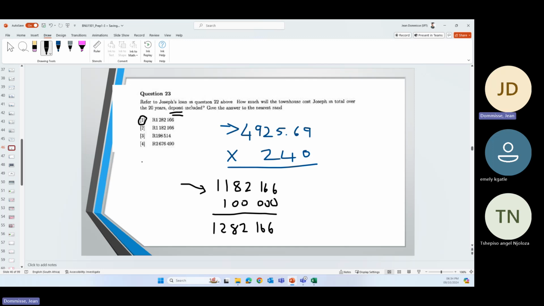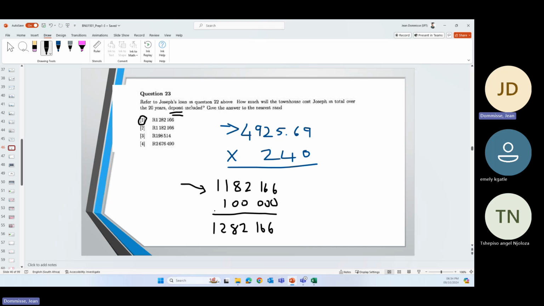But just how it is done is basically to say that monthly payment that you're making, it is for 240 payments. So for 20 years on a monthly basis, you're paying back. So that total amount of what you've paid back is 1.1 million. And then the component of your deposit is the other 100,000. So what you basically in total have paid for the house is 1.28 million, which is option 1.